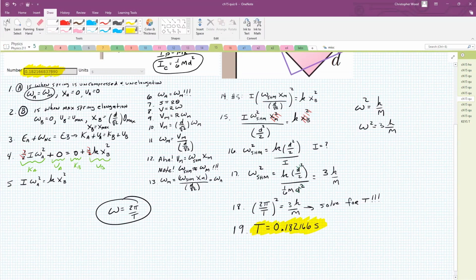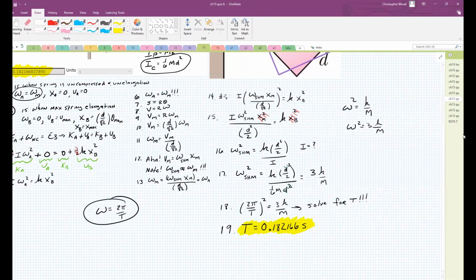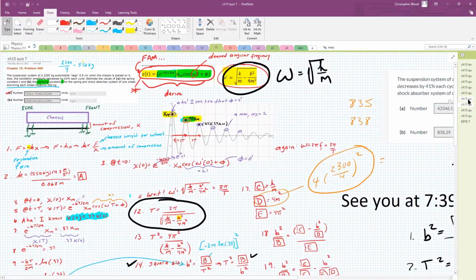Okay. What a great problem. And that's 1, 2, 3, 4, 5, 6 quizzes, which is probably enough for one day.